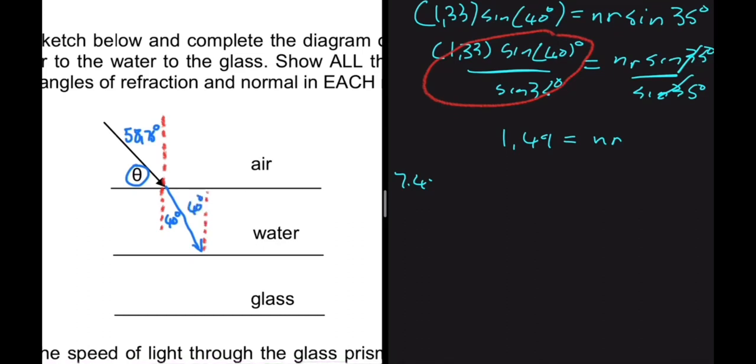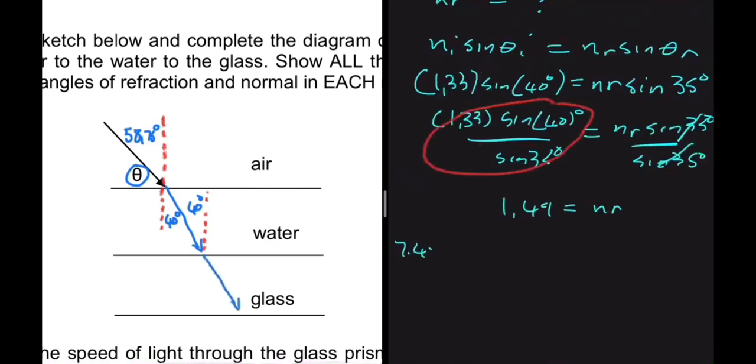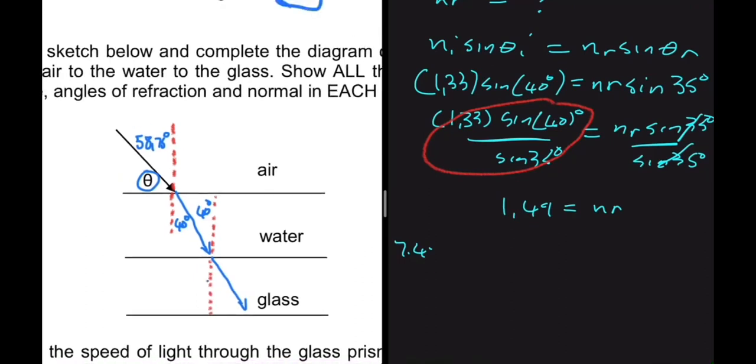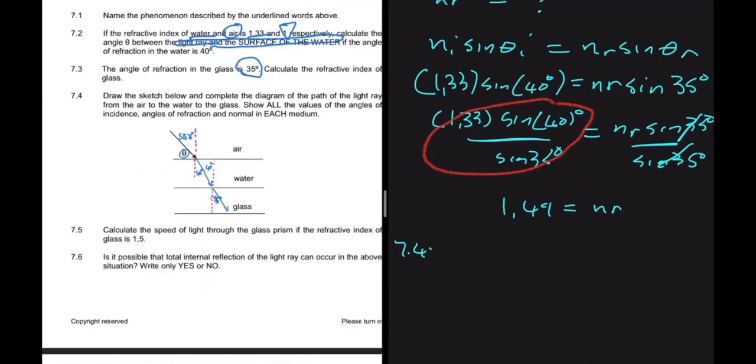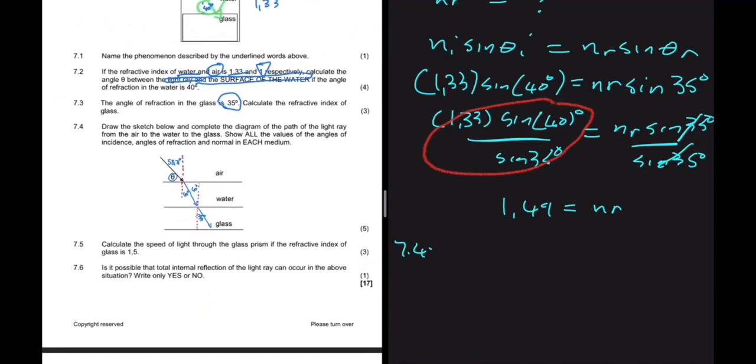And then again, when we move from water to glass, the ray will get refracted. Now let's construct our normal and place our angle. The angle of refraction is between the ray and the normal and is given to us as 35 degrees. If we're moving to a new medium, then this angle of refraction will be the angle of incidence from the glass to the new medium. Now we can do 7.5.